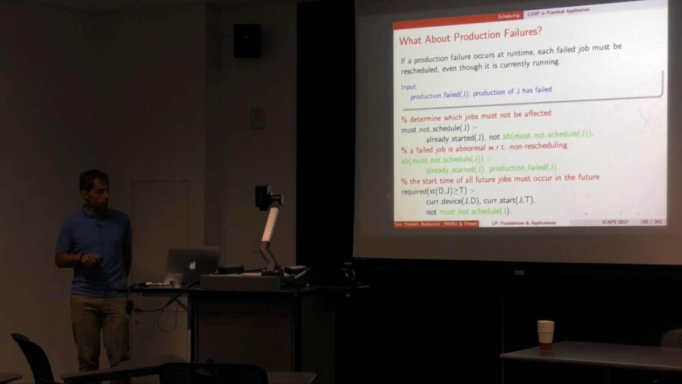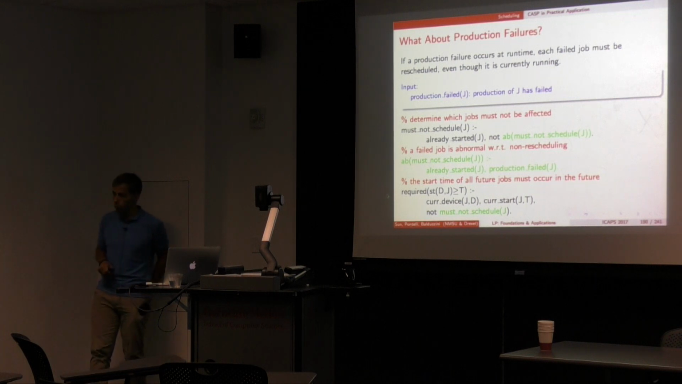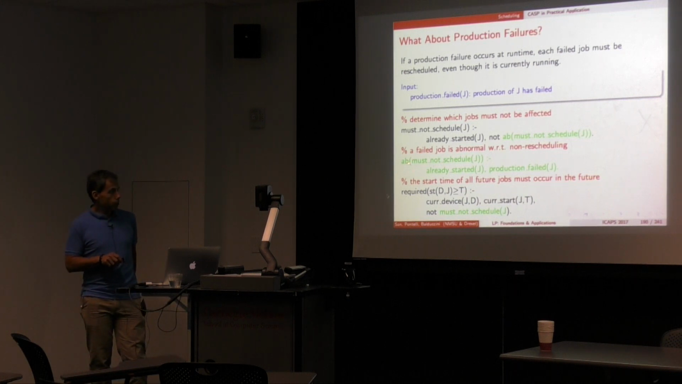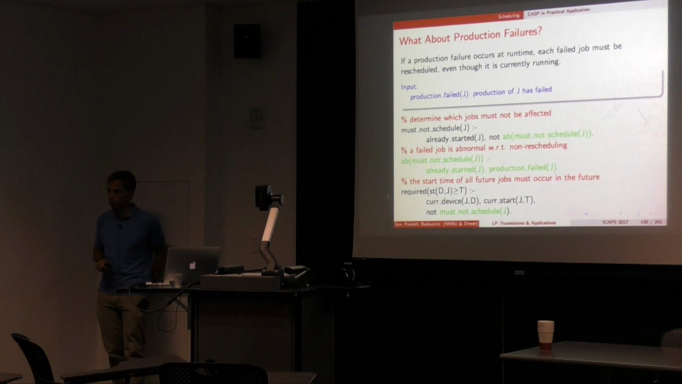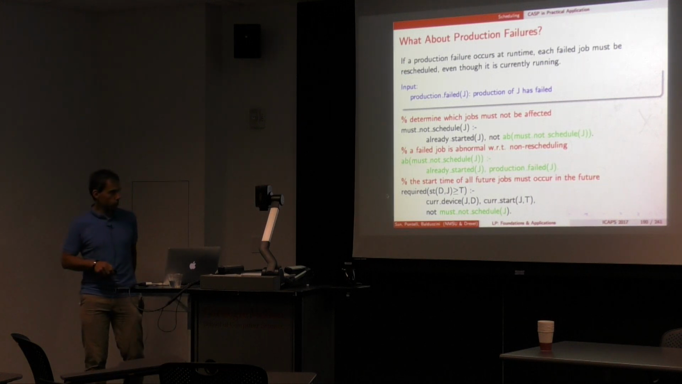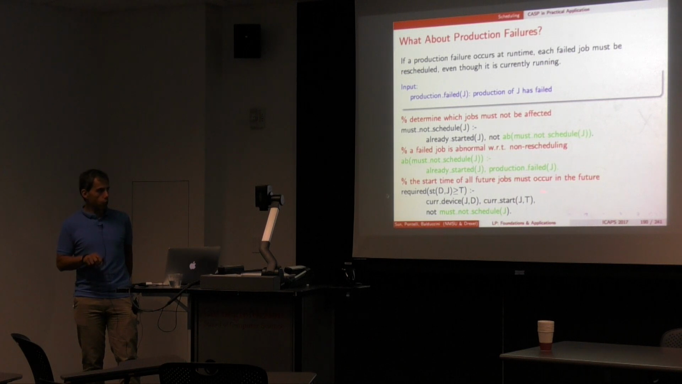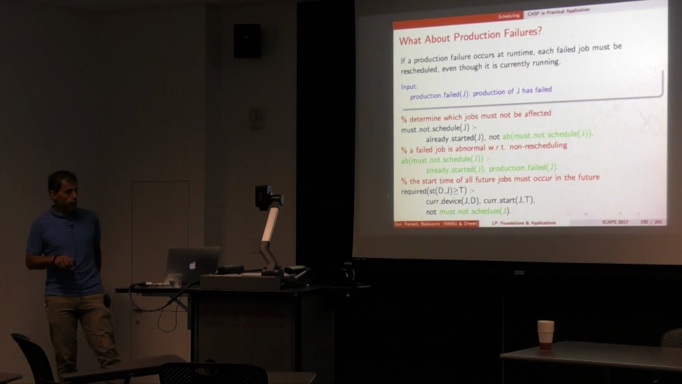So if a job has already started and production has failed, then that job is abnormal with respect to the rule that it shouldn't be touched. Okay? So for those jobs, we conclude that they're abnormal. Therefore, the system will not conclude that they must not be scheduled. They can be scheduled, or really rescheduled, in that case. This we've seen before. This rule applies to those jobs, even though they were already scheduled. It is not the case that they must not be rescheduled. Therefore, they will be rescheduled.